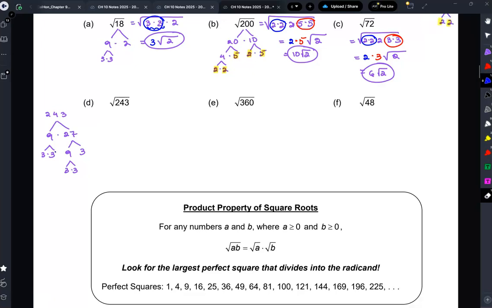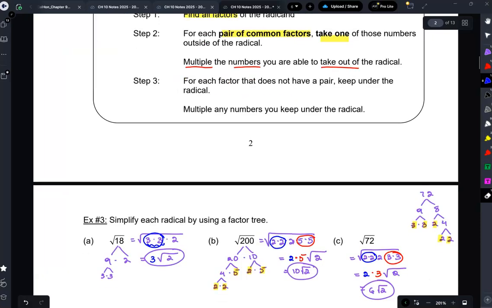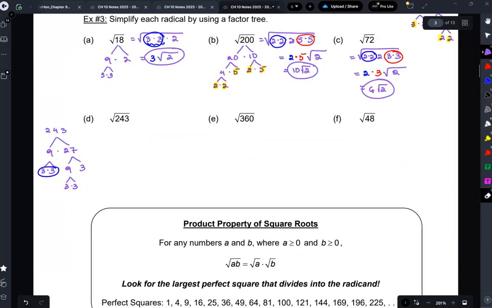So look at this one. This is a group of 3s. It comes out. This is a group of 3s. It comes out. This one has no pair. It stays in. So this is 9 root 3.